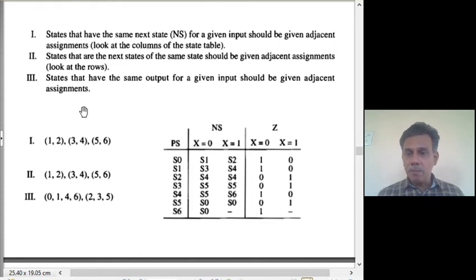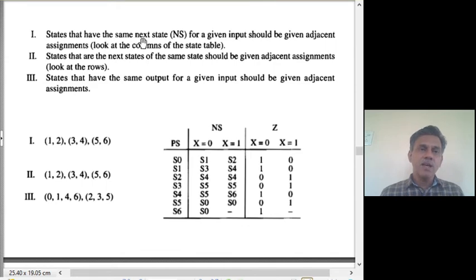I repeat, two states means two bit patterns. Find the number of bits by which they differ. That is the Hamming distance. One simple way to do this is to exclusive-OR these two bit patterns. When the bits change, the result will be 1. When the bits do not change, the result will be 0. That is how exclusive OR works. Having found the exclusive OR, you find the number of ones in the result. That is the Hamming distance. So, when we say adjacent assignment, it means they have similar bit patterns or lesser Hamming distance. Clear?